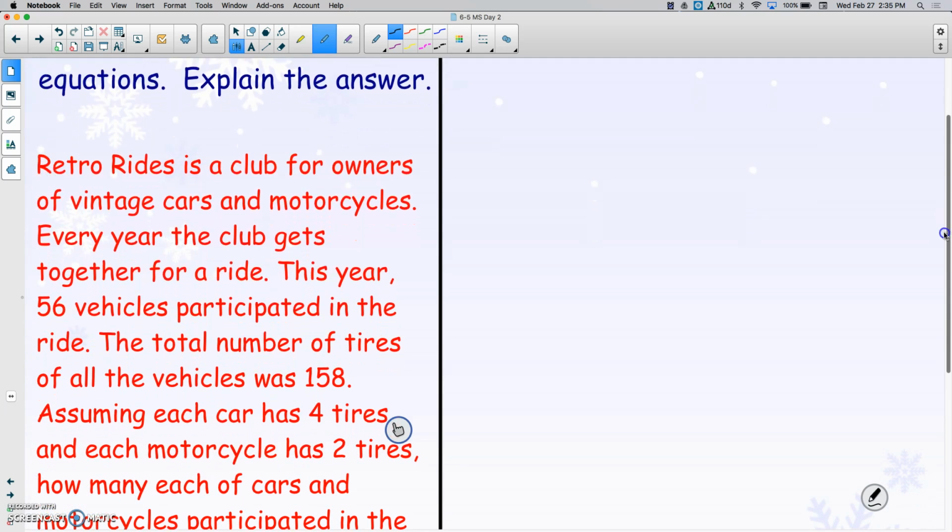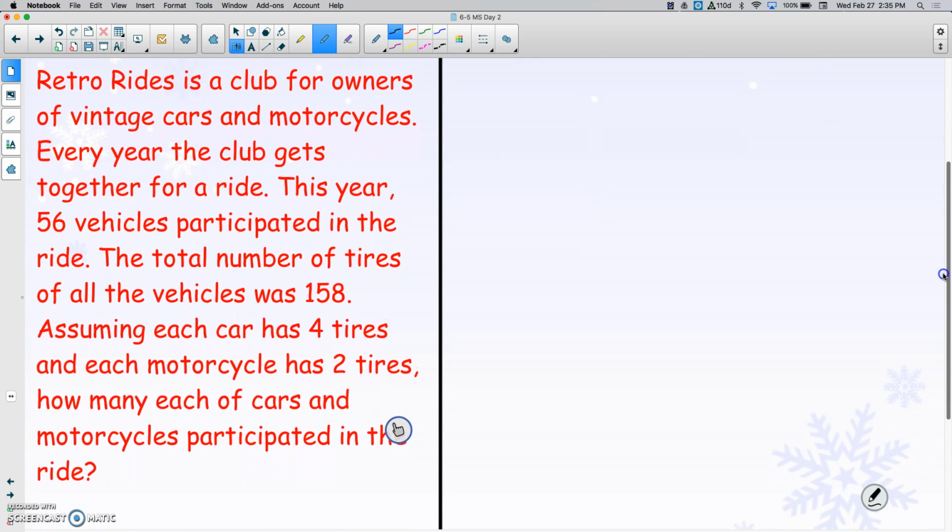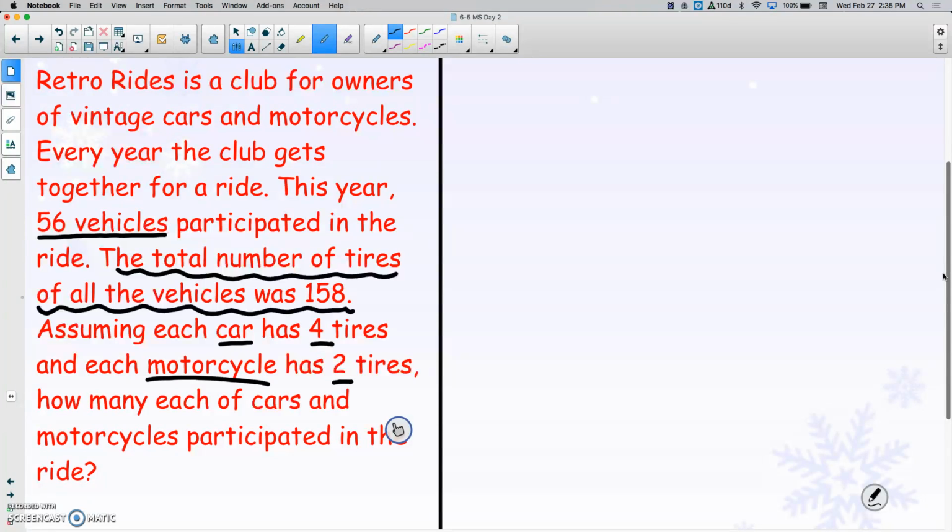Write and solve a system of equations, explain the answer. This one's got a lot of words. Retro Rides is a club for owners of vintage cars and motorcycles. Every year, the club gets together for a ride. This year, 56 vehicles participated in the ride. The total number of tires was 158. Okay, assuming that each car has 4 tires and each motorcycle has 2 tires, how many each of cars and motorcycles participated in the ride?